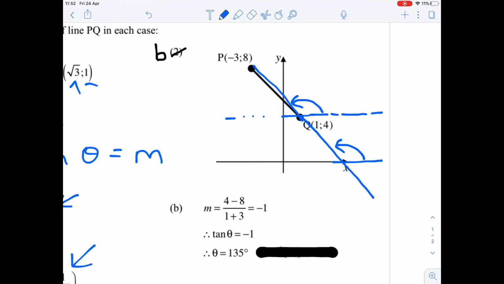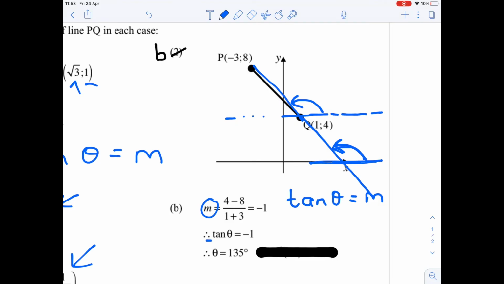So whichever angle we look at and visualize in our heads, we're always looking for the angle which is from the horizontal to the line, and that would be the angle of inclination. So once again, keep at the top of your mind that we're going to use tan of theta equals gradient. So we need to first find our gradient, which is not a problem. It's going to be change in y, which is 4 minus 8, over change in x, which is 1 minus 3, which is minus 1.